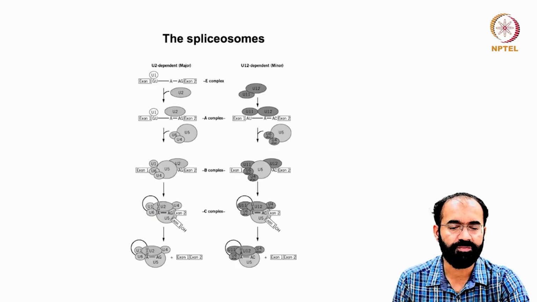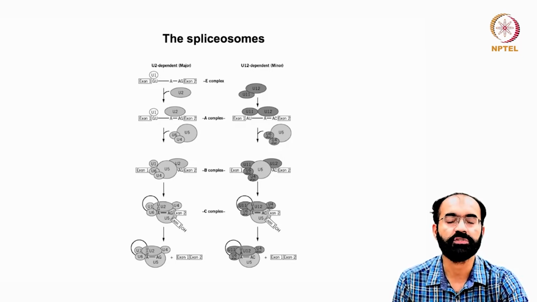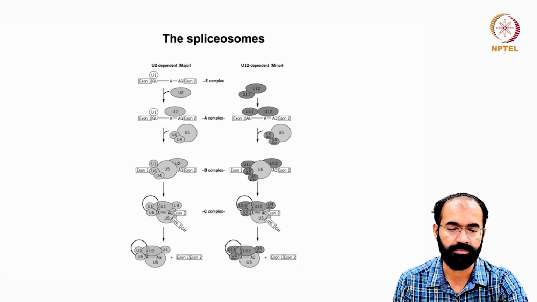And the spliceosome, if you look at U2 dependent and U12 dependent, their mechanism is more or less the same. In U2 dependent, U1 and U2 join, followed by the U6, U4, U5 complex, and then we have seen it. I will not go into too much detail because we have seen it a number of times.